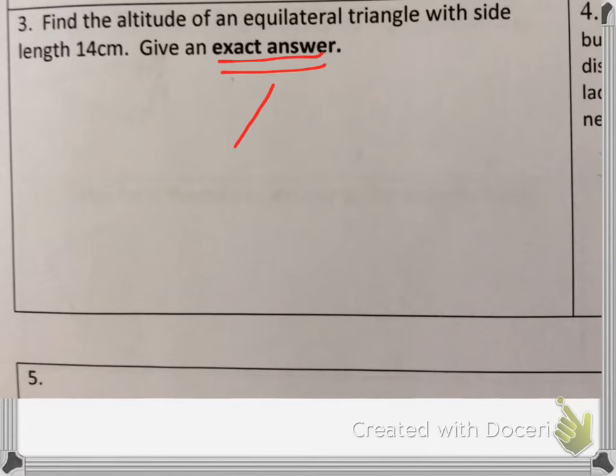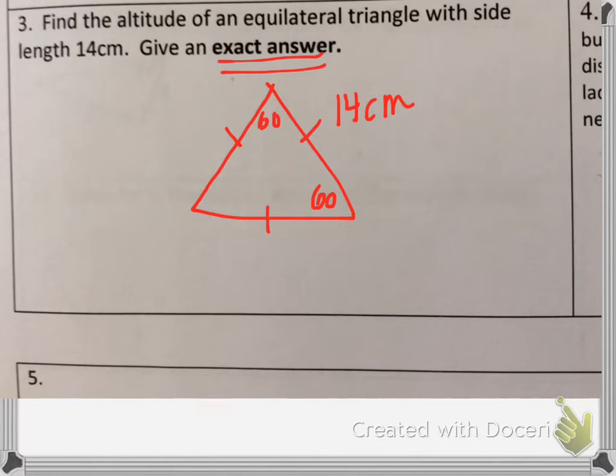An equilateral triangle has all sides equal, so I'm going to put tick marks here. They gave us 14 centimeters as the side length, and they want us to find the altitude. First of all, besides all sides being equal, I know all angles are 60 degrees, so I'm going to label that here. So an altitude, when you draw it, it has to be perpendicular to one of the side lengths.